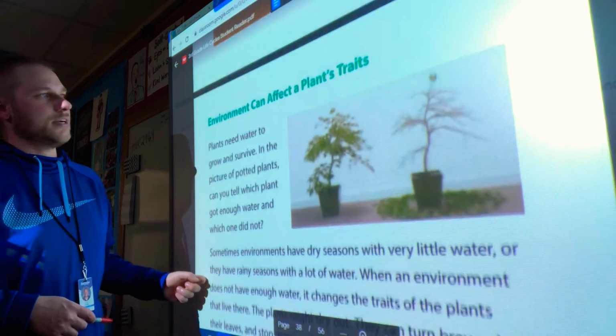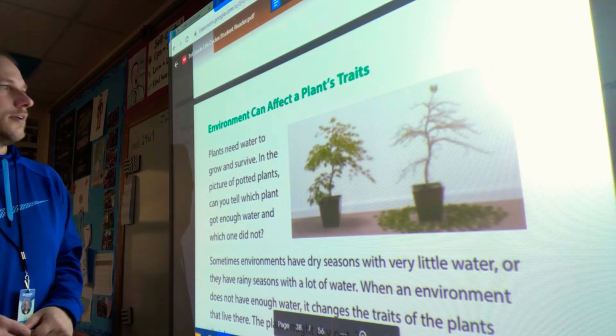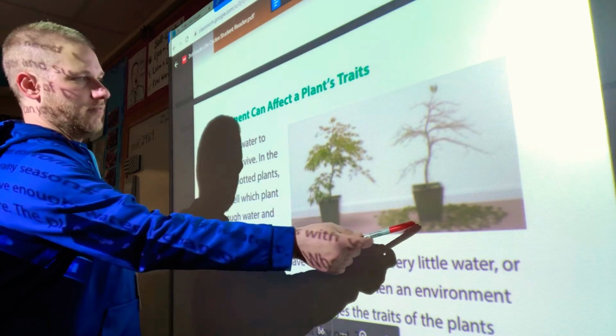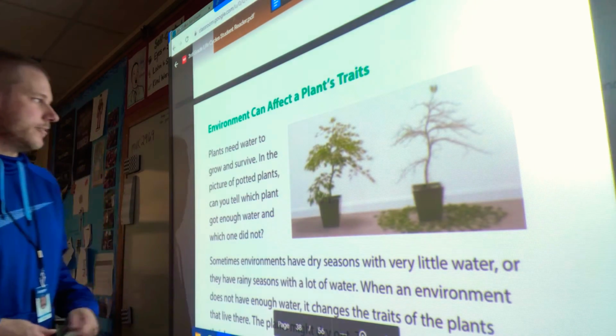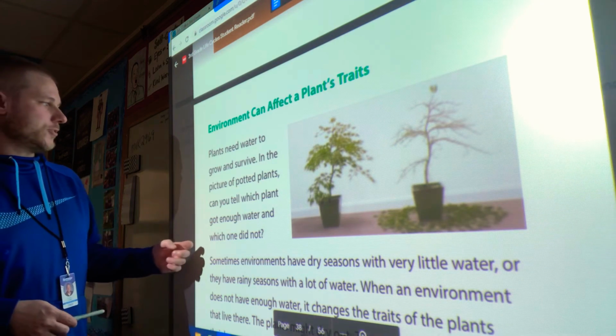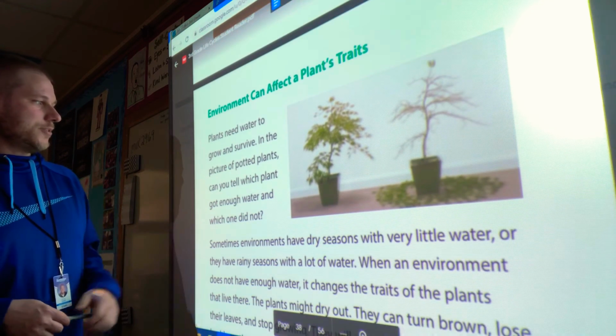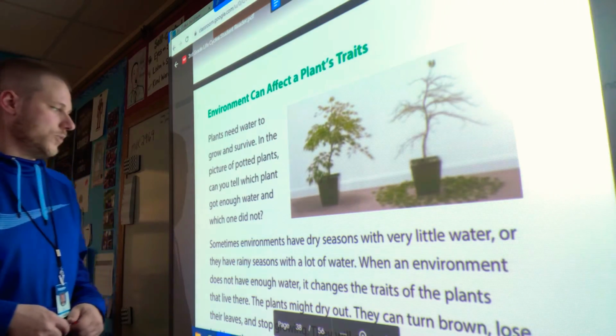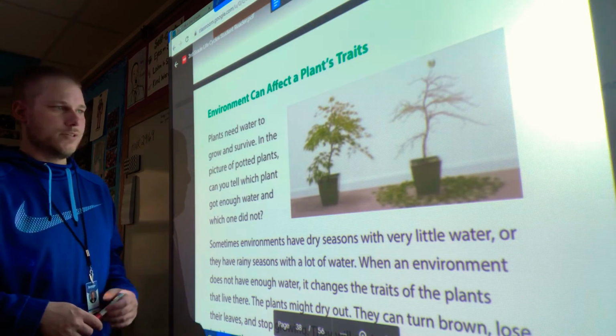Environment can affect a plant's traits. I've been guilty of that before. I'm getting better though. Plants need water to grow and survive. In a picture of potted plants, can you tell which plant got enough water and which one did not?